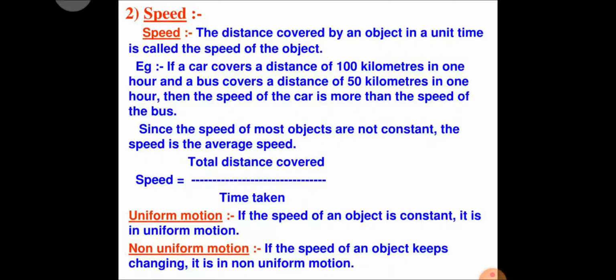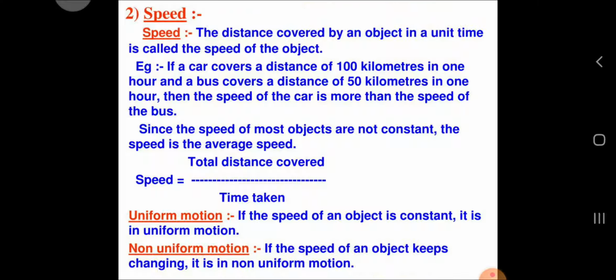Since the speed of most objects is not constant, we use the average speed. If the speed is not constant, we calculate the average speed as we already talked about: total distance covered upon total time taken. Now in uniform motion, if the speed of an object is constant, it is said to be uniform motion because speed doesn't change, it remains constant. But in non-uniform motion, the speed of an object keeps changing, that's why we call it non-uniform motion.